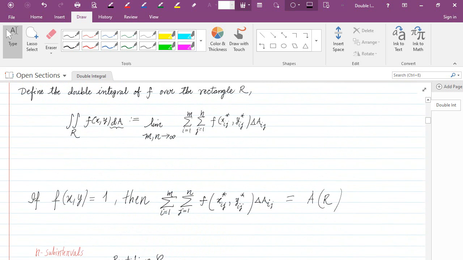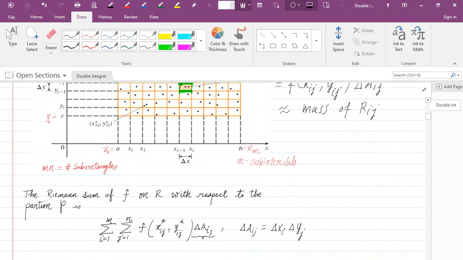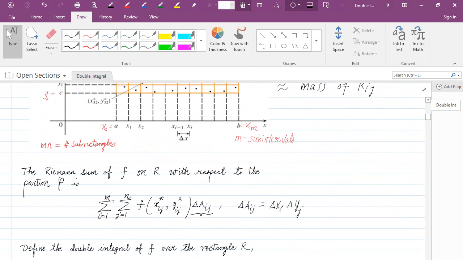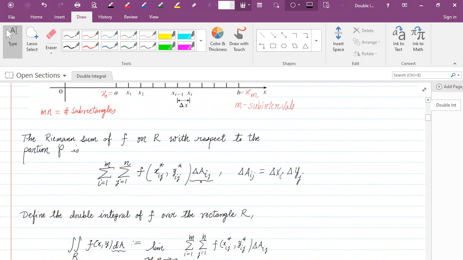Okay, so we have answered our first question, and I really encourage you to think about why it is reasonable to define the mass by using this sum. Our approximation method is a good one because we can make our approximation better and better simply by dividing the rectangle into tinier and tinier pieces.